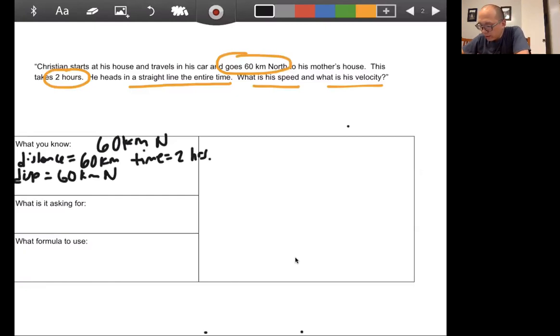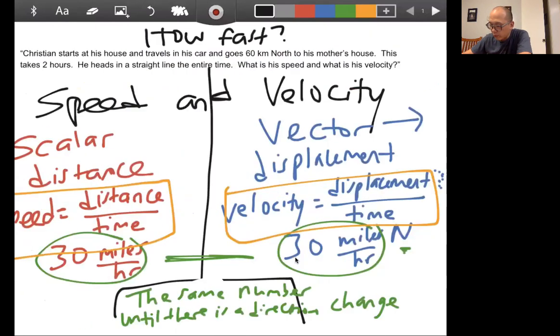Okay, what is the problem asking for? Let's go to the end where we see the question mark. What is his speed and what is his velocity? So we are looking for speed and we are looking for velocity. What are the formulas we're going to use? We go back here and say, the formula for speed is equal to distance divided by time.